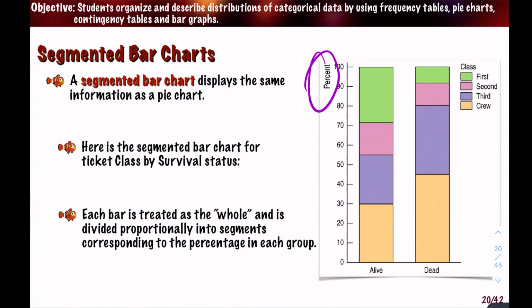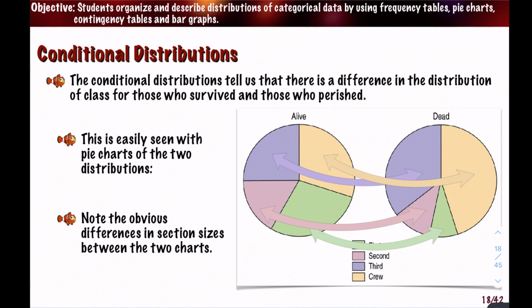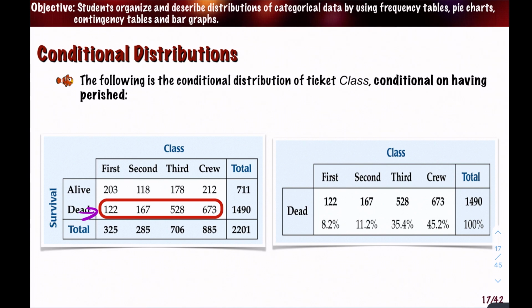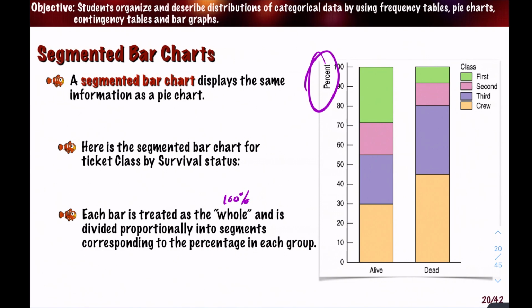Each bar is treated as the whole, so it goes up to 100%, which means that they have different amounts. We said that there were 711 people that lived and 1,490 people that died. So the total here is different, but we are now able to compare the percentages to see if there's some sort of association here.